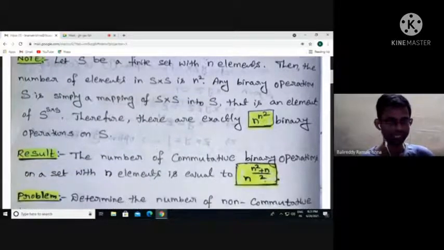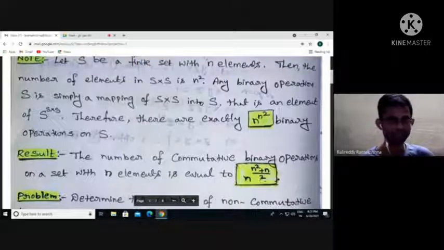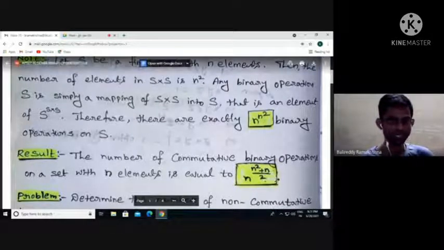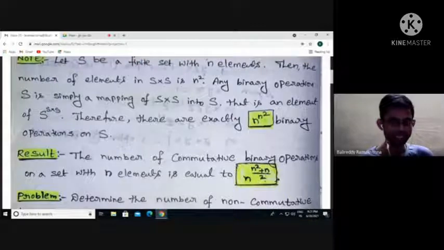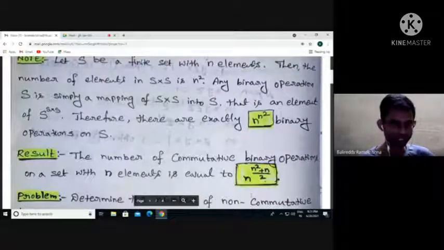So next we have an important result. The number of commutative binary operations on a set with n elements is equal to n to the power (n squared plus n) by 2. This is the formula. The number of commutative binary operations on a set with n elements is given by n to the power (n squared plus n) by 2. Okay. Now, by using these results, we can solve the problems based on binary operations.